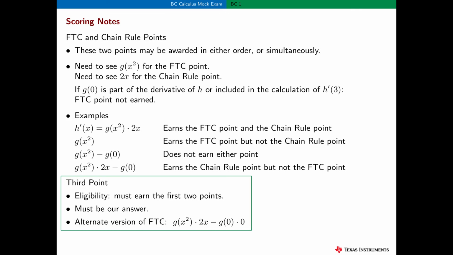And finally, there is an alternative version of the FTC that some students present, and that would earn the first 2 points. I hope this video gives you a good idea of how to solve these problems using the necessary AP Calculus concepts, and a reasonable expectation of how they would be scored. We'll look at more parts of this free response question in the next video.